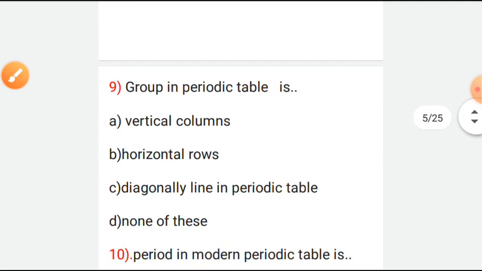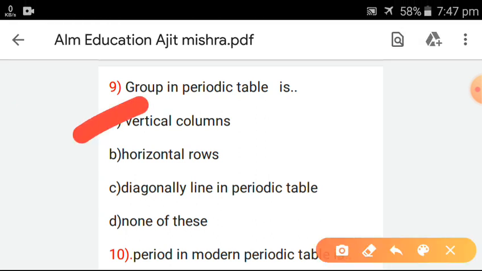A group in the periodic table is called: option A, vertical column. Option B, horizontal row. Option C, diagonal line in the periodic table. Or option D, none of these. A group in the periodic table is the vertical column. Next question.